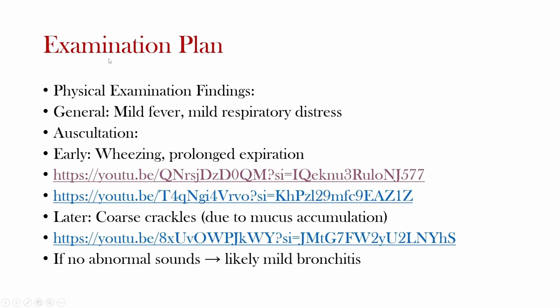So for the examination plan, first of all, we'll do a physical examination. We will find out that our patient has a mild fever and mild respiratory distress. We will perform an auscultation. In the early stages, we will have wheezing and prolonged expiration. Then we will have crackles due to the mucus accumulation. If there is only normal sound, it's just a mild bronchitis.